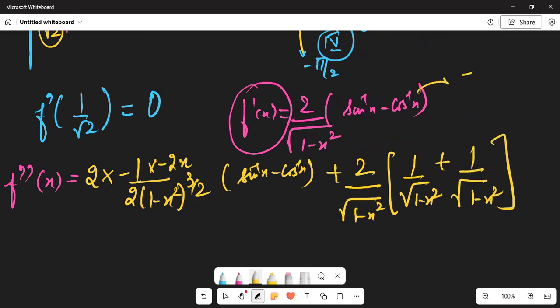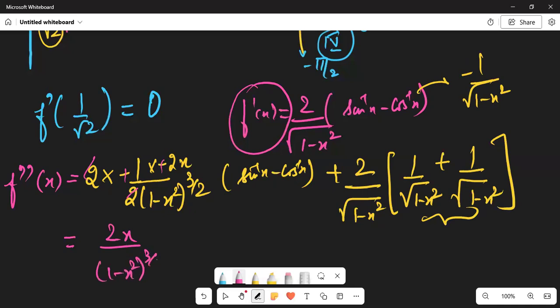This is because when you differentiate this, you get root minus 1 upon root 1 minus x square. And since there is a negative sign over here, it gets positive and you end up getting this expression. And this gets cancelled. Negative signs also get cancelled. You are left with this. Okay.